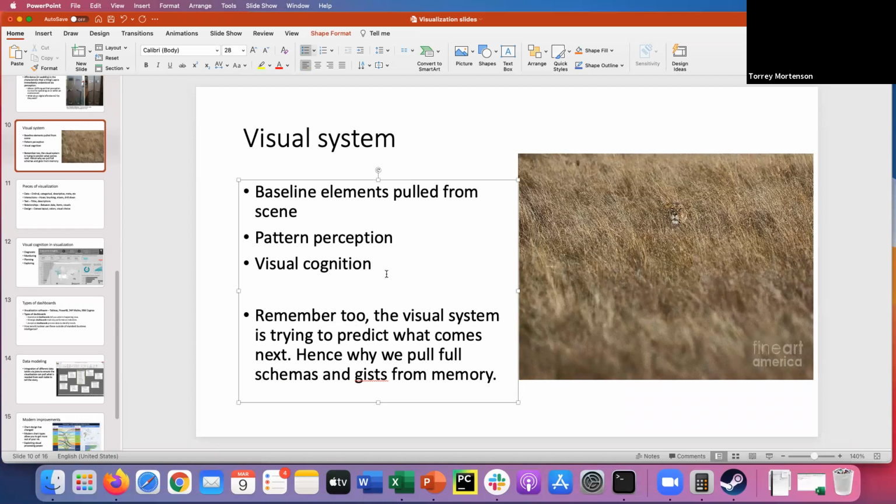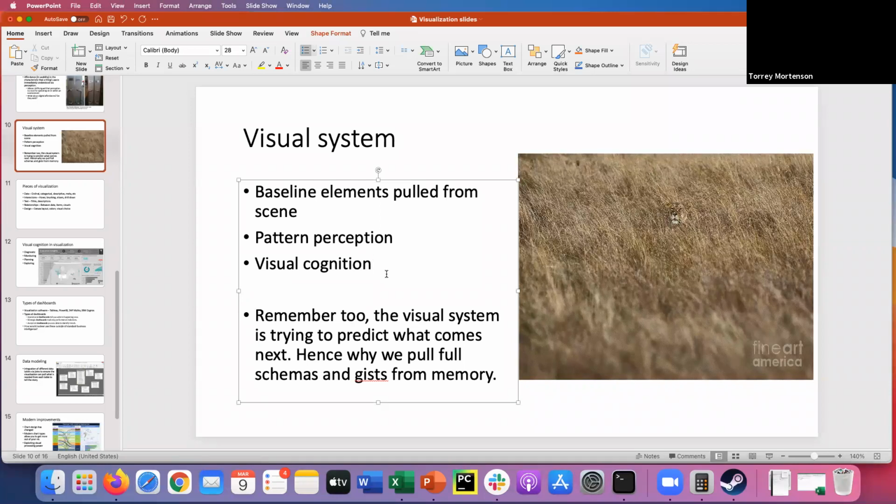The visual system is trying to predict what comes next. That is a big thing people tend to forget. So that is why your users might make odd actions. They're doing good, and then they jump and make some weird error that you weren't expecting. That can be because of the predictive nature of the visual system and of cognition in general.